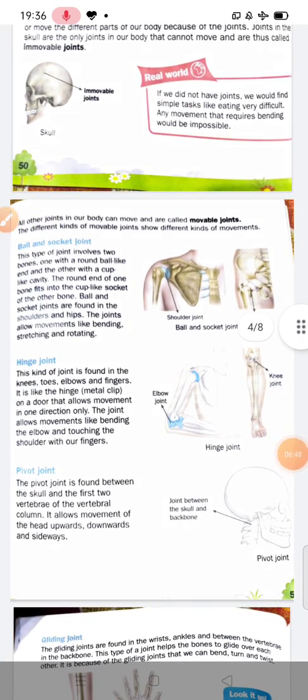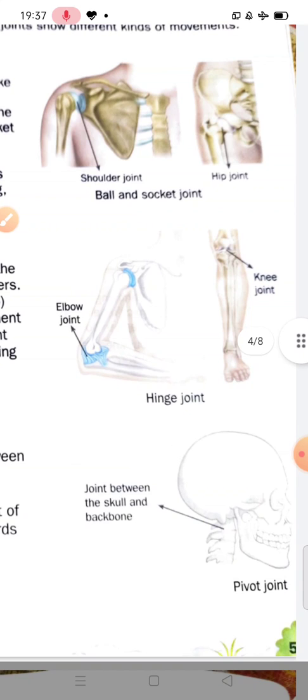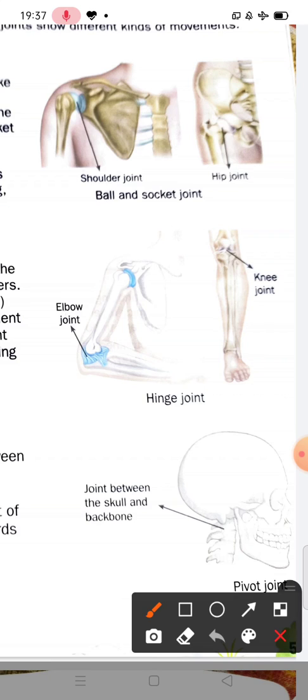Now students, the next joint is the hinge joint. This kind of joint moves in one direction only. When you open a door, the room door opens only to one side. There is a hinge there also. This kind of joint is found in the knees, toes, elbow and fingers.